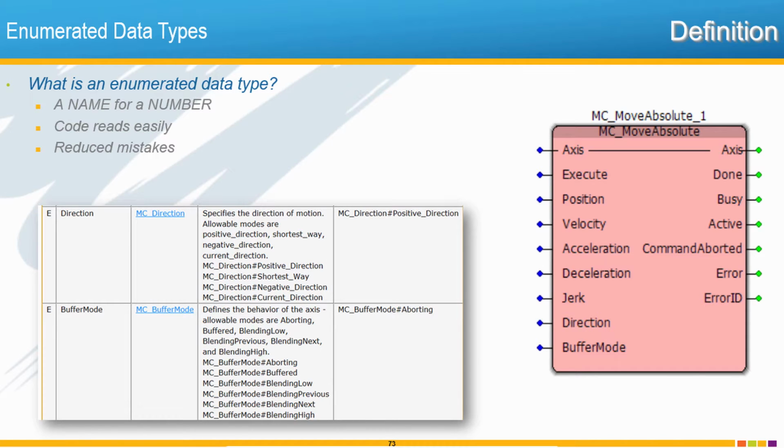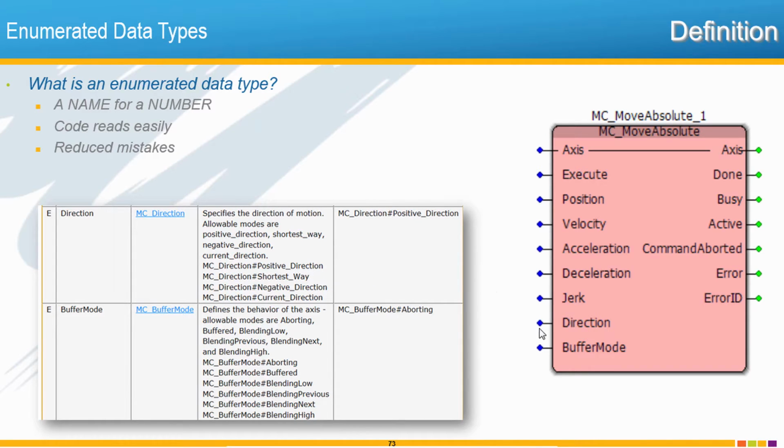So first of all, what is an enumerated data type? The most simple definition is that it's a name for a number. Where there are several selections available for a certain option, you can either give them numbers, 0, 1, 2, 3, etc. Or to make it more descriptive, you can give each of those options a name.